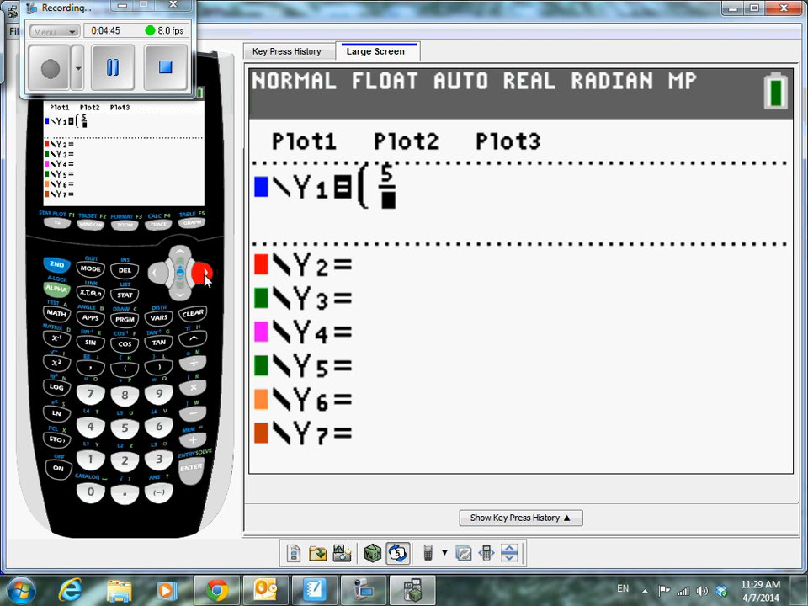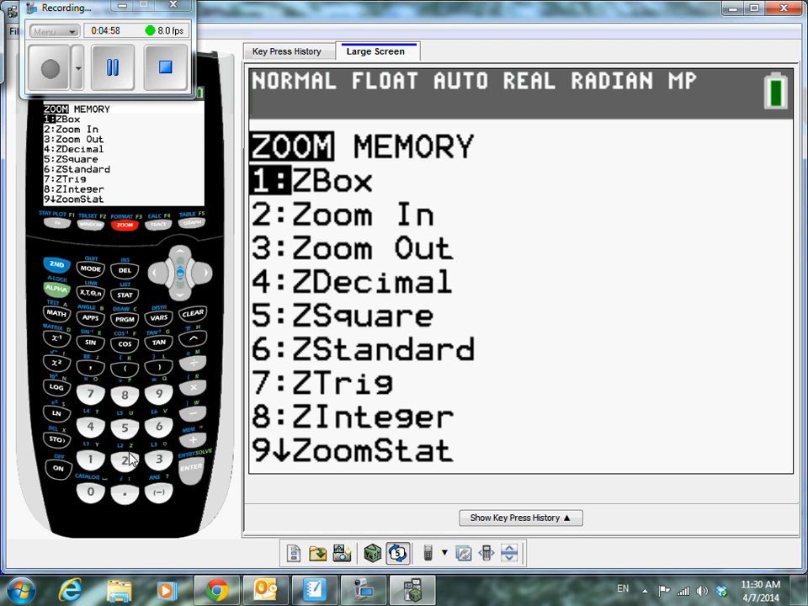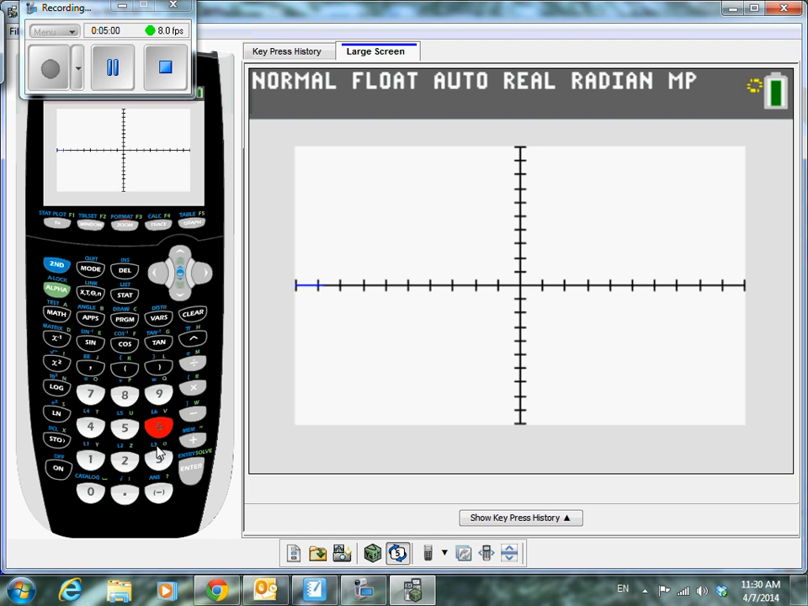It's 5/3 to the power of x. And let's go ahead and graph it. Nope, I didn't put the power. Look how it looks. Now, is it a growth or a decay, by the way? It's a growth. Why is it a growth?